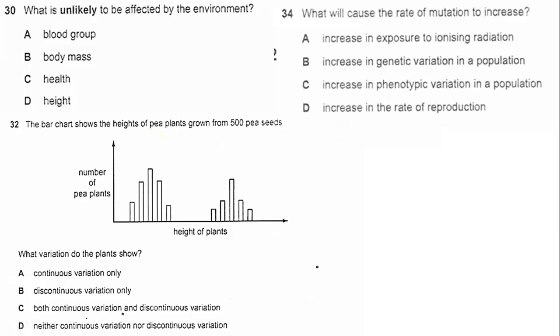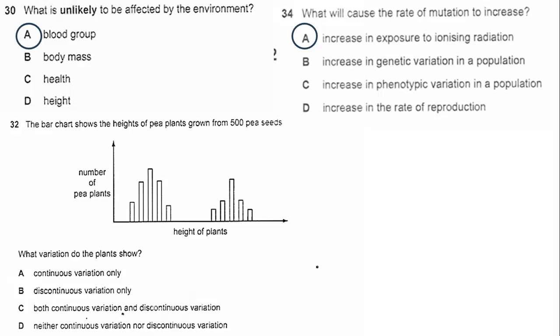What is unlikely to be affected by the environment? Not affected by the environment, this makes it a discontinuous variation, so it's gonna be the blood group. What will cause the rate of mutation to increase? It's gonna be the increased exposure to ionizing radiation.